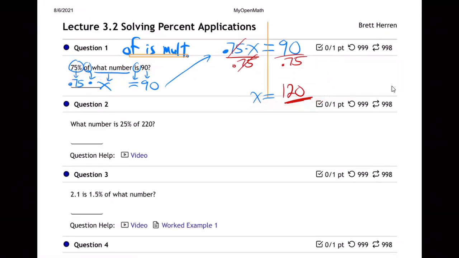All right, let's try another one. Let's try this next part. I'm going to do the same thing. Let me kind of section it off for us. There we go. All right, so question number 2 now. I'm going to do the same thing.